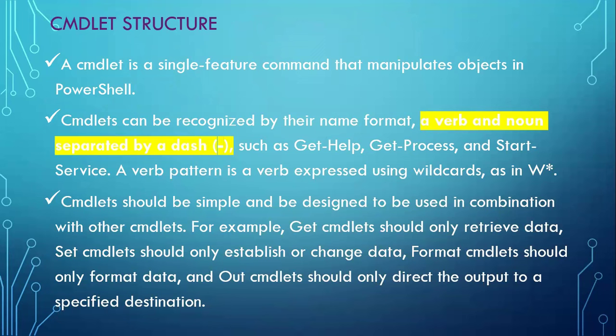When you talk about commandlet structure, it's a verb and noun format. Always, after seeing that name, you can say that this is a commandlet. For example, it is separated by a dash. You can say Get-Help, Get-Process, Start-Service. It's always a format of verb and noun. You can also have aliases that can be used directly, but most of the scripts you have seen use the proper commandlet structure.